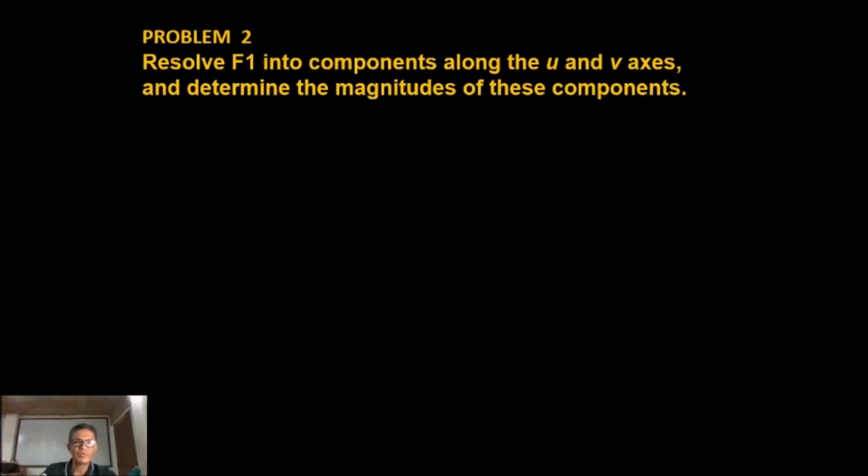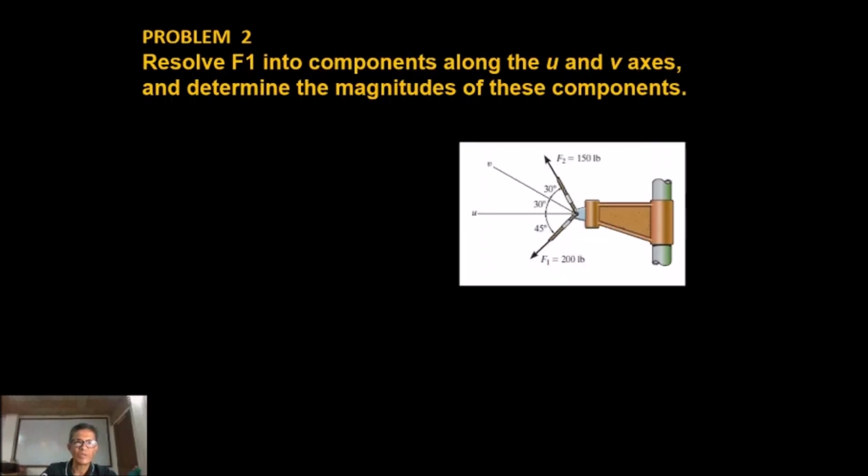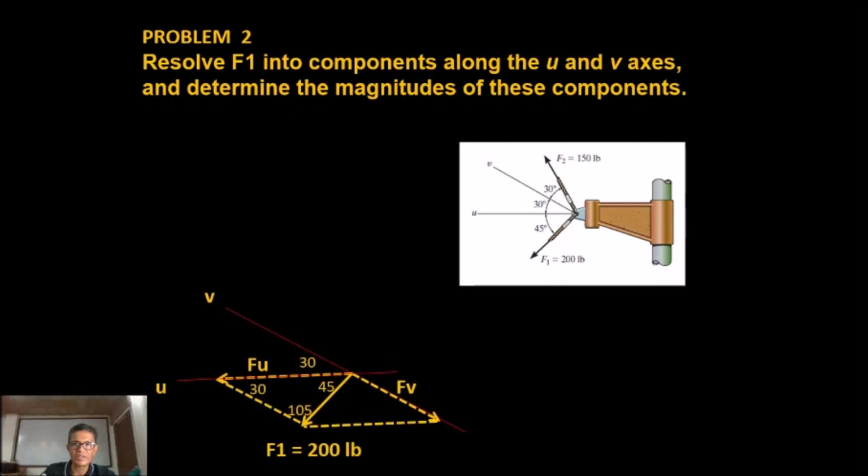Okay, problem number 2. We have to resolve F1 into components along the U and V axis and determine the magnitude of these components. Although the question is asking for the U and V components of F1, in our drawing there is also F2. So F1 lang yung tinutukoy dyan. And we are being asked to determine the U and V component.